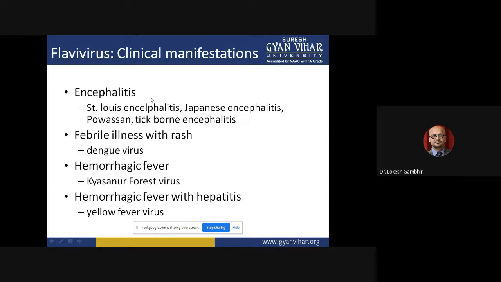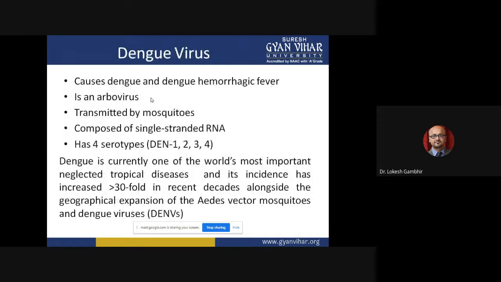Of course, dengue is one of the major causes of mortality from these viruses. Then there is hemorrhagic fever caused by Kyasanur Forest virus. Then there is the hemorrhagic fever induced by yellow fever virus, which also includes hepatitis in between. So all this preamble that I had given you is regarding the Flaviviridae family, or the Flaviviruses.